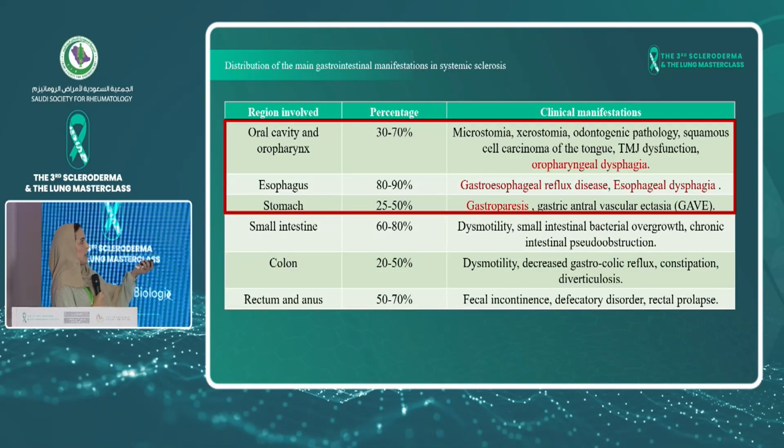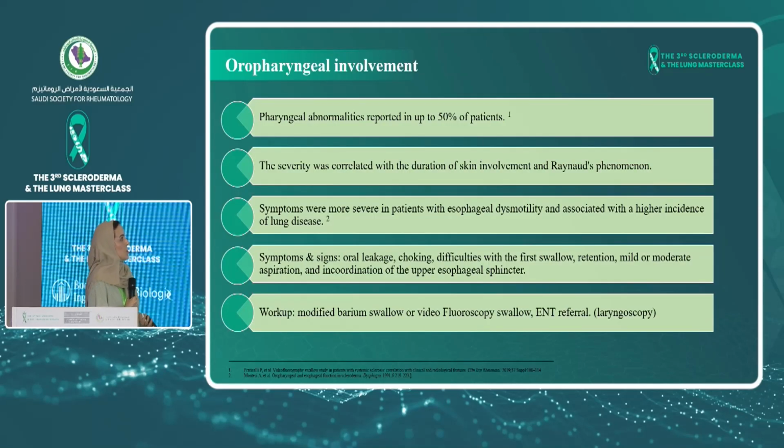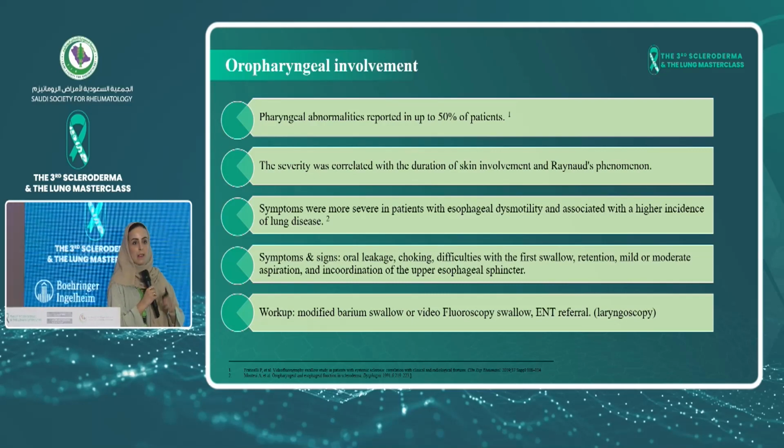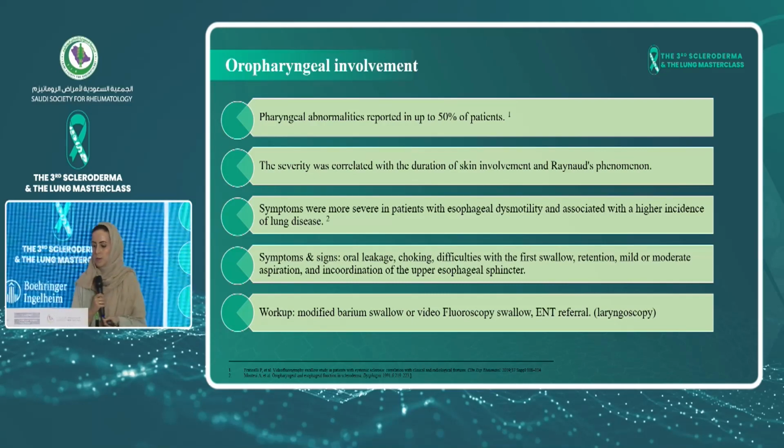All right, so you can see here it can affect everything in the GI tract, but our focus today will be on the upper GI tract that affects the lungs. We'll spend most of the time on the esophageal involvement. Pharyngeal abnormality is reported in almost half of the patients with systemic sclerosis, and sometimes it's overlooked because these patients can have associated esophageal dysmotility, and the focus will be only on the esophageal dysmotility.